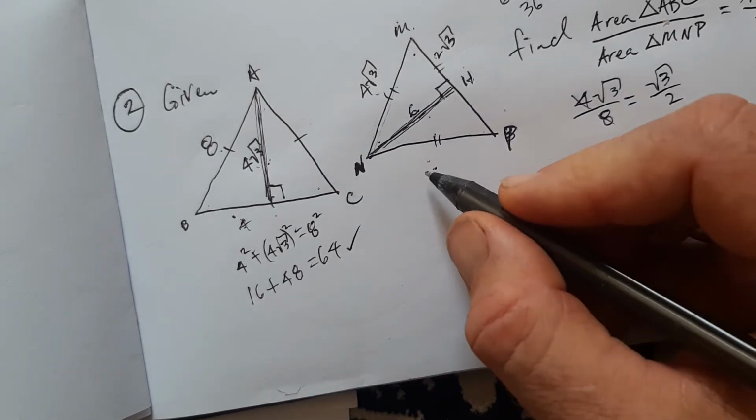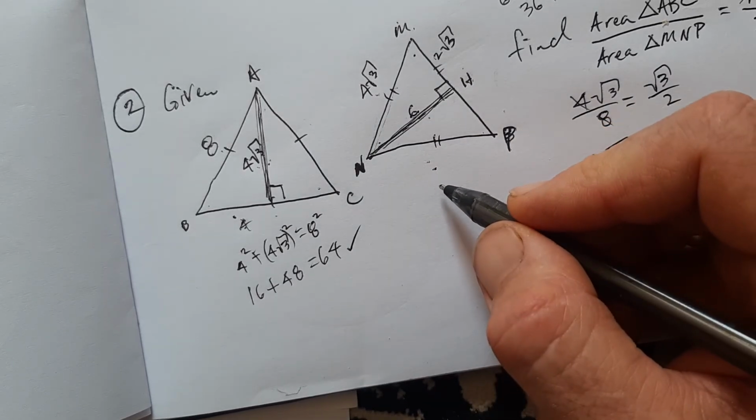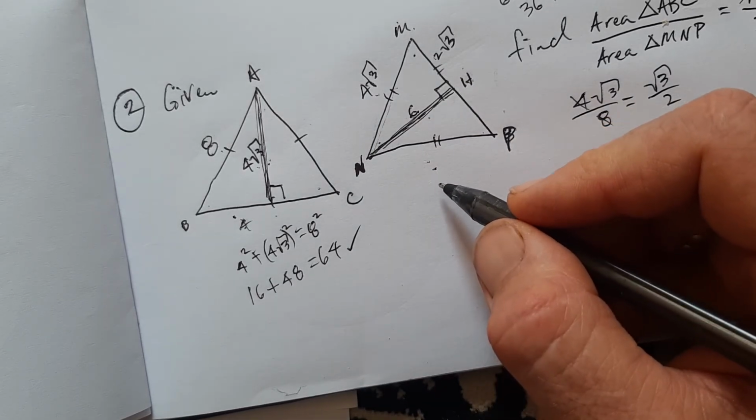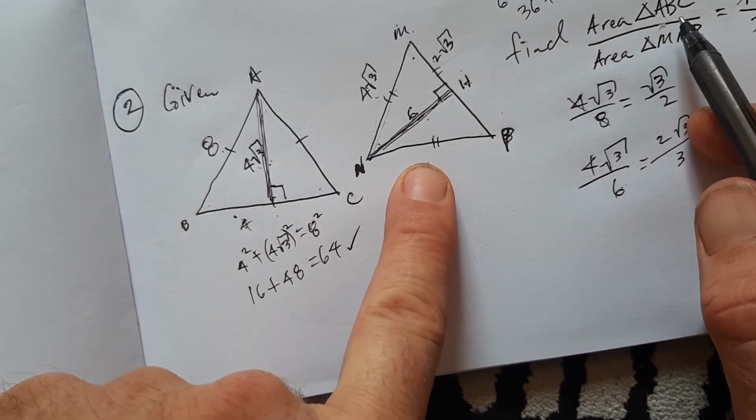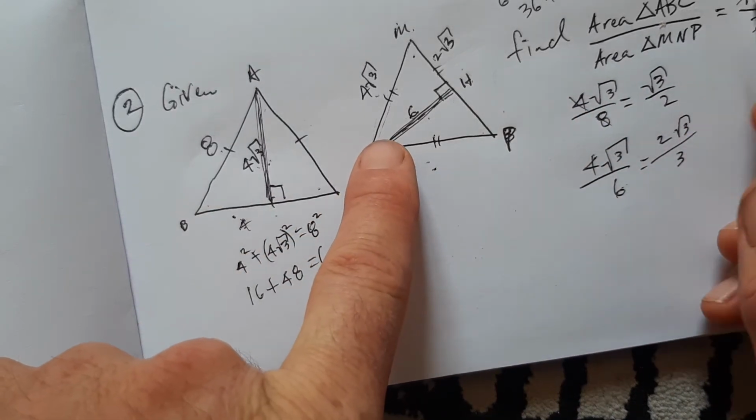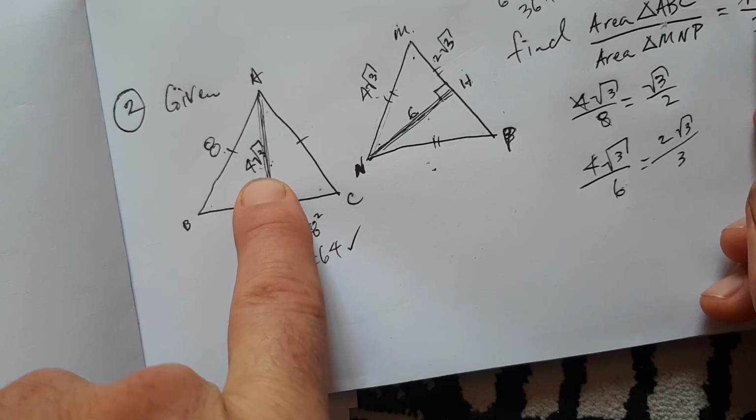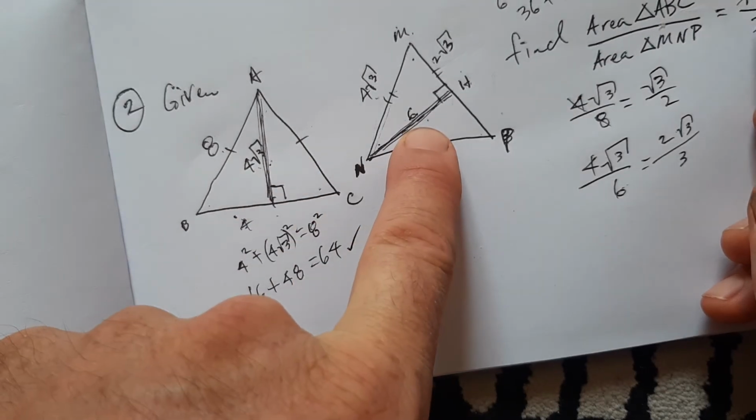I didn't go the wrong direction, did I? I think I've been going the wrong direction. I think I was doing the bigger. That's the bigger triangle. This is the bigger triangle. 4 square root of 3 is bigger than 6.